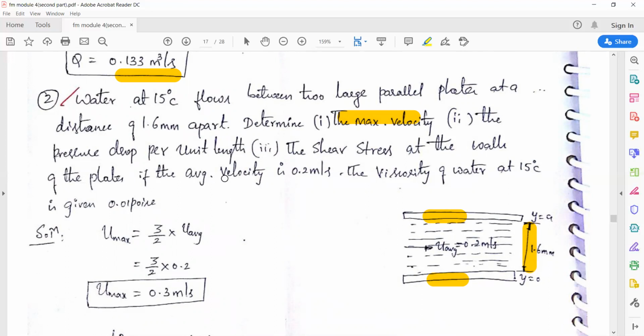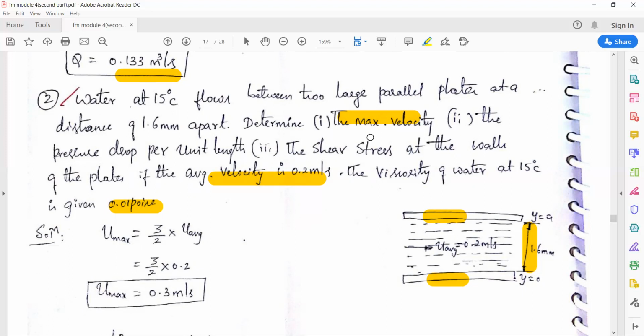And the average velocity, U average, they are given 0.2 meter per second. The viscosity of water at 15 degrees centigrade is given as 0.01 poise. So poise is the unit of dynamic viscosity. So that is mu. Mu is equal to 0.01 poise. All right. So later poise has to be converted to Newton second per meter square. So 1 poise is 1 by 10 Newton second per meter square. So 0.01 divided by 10 Newton second per meter square. That is the value of mu.